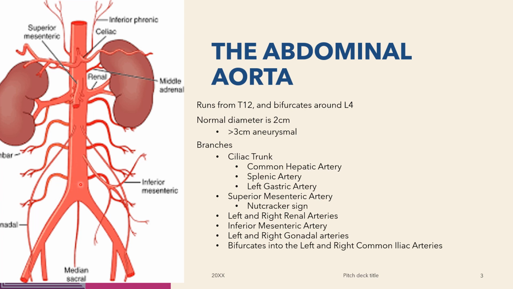Below that, laterally, again, we find the gonadal arteries, which will be either testicular or ovarian arteries that are going to provide vascularization to the gonads. And then finally, at about L4, you're going to have that bifurcation into the left and right common iliac arteries.